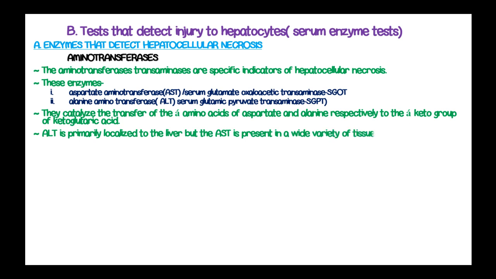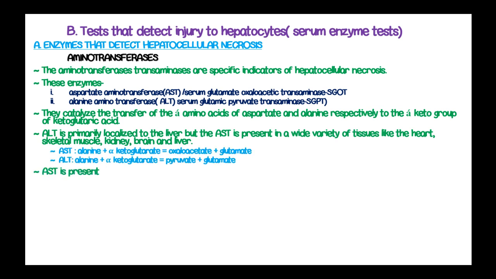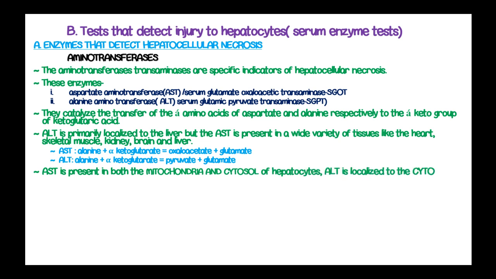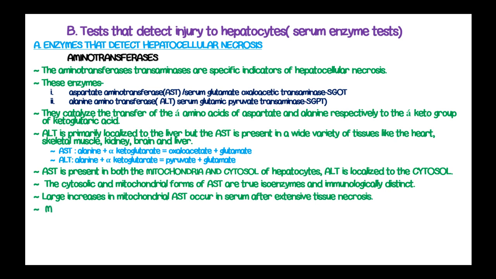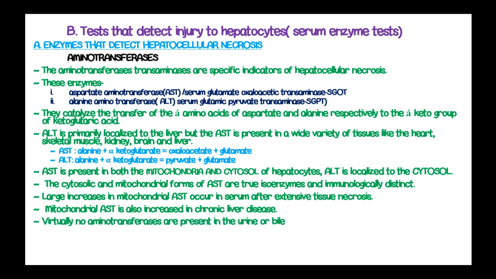ALT is primarily localized to the liver, but AST is present in a wide variety of tissues such as the heart, skeletal muscle, kidney, brain, and the liver. AST is present in both mitochondria and cytosol of hepatocytes, as compared to ALT, which is localized inside the cytosol only. The cytosolic and mitochondrial forms of AST are true isoenzymes and immunologically distinct. A large increase in mitochondrial AST occurs in serum after extensive tissue necrosis. Mitochondrial AST is also increased in chronic liver disease, and virtually there are no aminotransferases in urine or bile. Hepatic sinusoids are the primary site for the clearance of these aminotransferases.